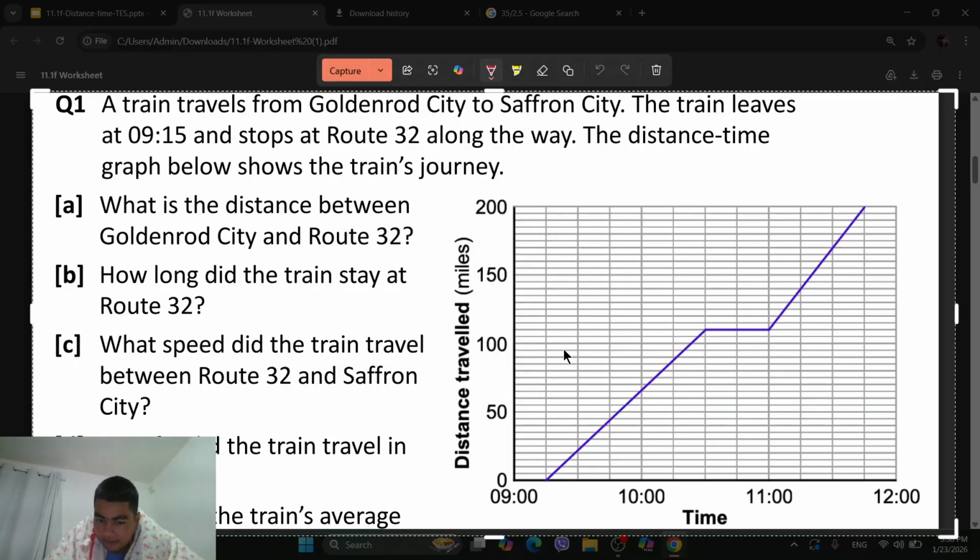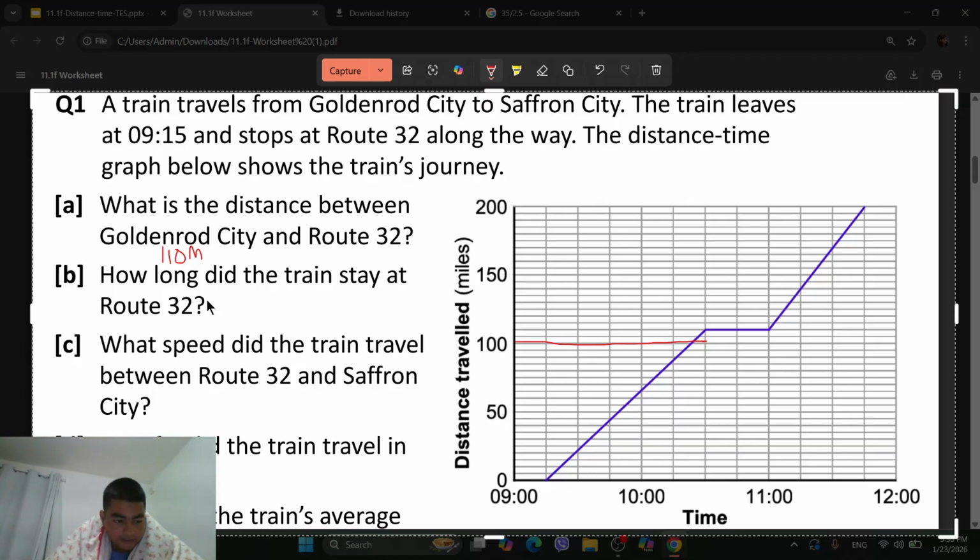Let's see. Till here, you can see, it's 100, isn't it? And then these two units would represent 5 plus 5, which is 10 miles. So that will be 110 miles. That's the distance between Goldenrod City and Route 32.